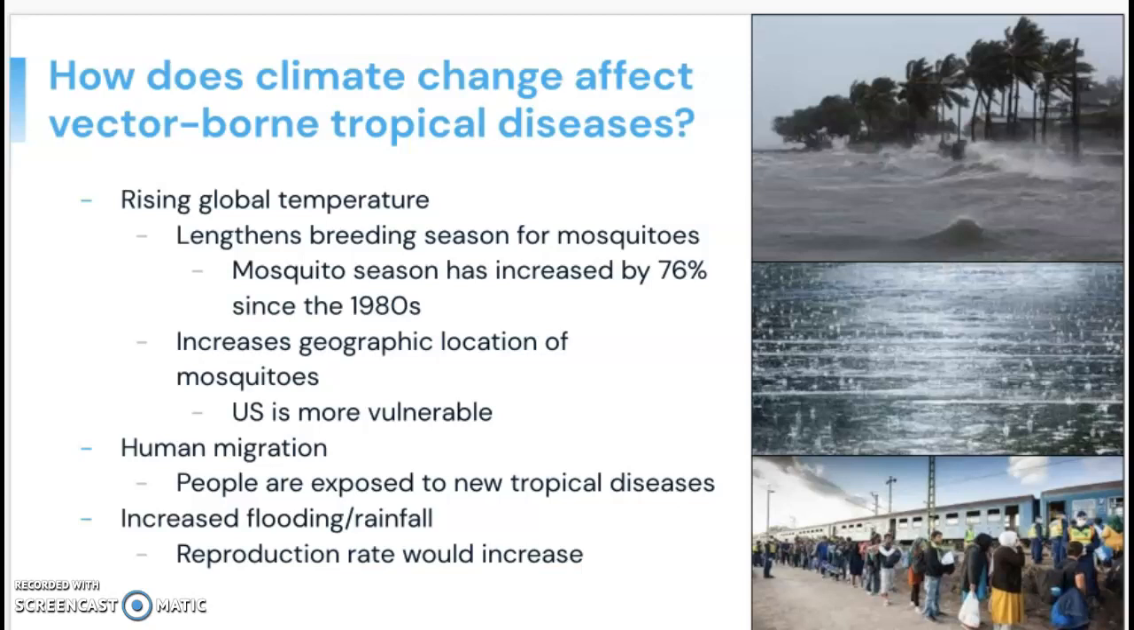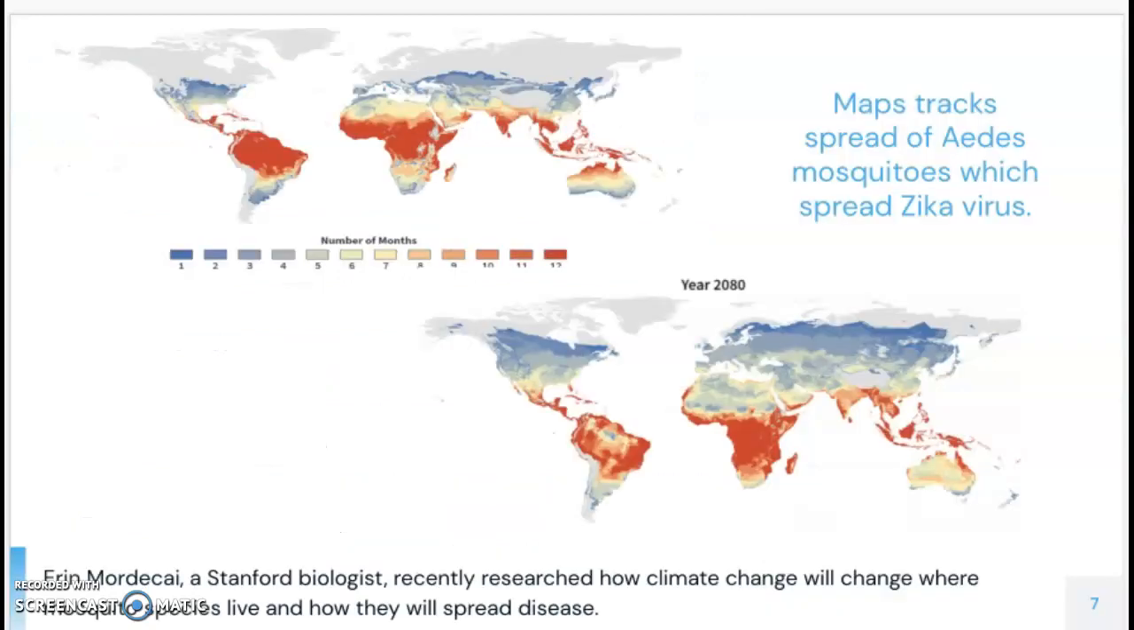Another thing that will affect vector-borne diseases is the increased flooding and rainfall, because it allows mosquitoes to survive and reproduce at faster rates. Vector-borne diseases will ultimately become more common and widespread because of this. In a study done by Erin Mordecai, a Stanford biologist, and her colleagues, they recently found that climate change will definitely increase the spread of mosquitoes across the globe.